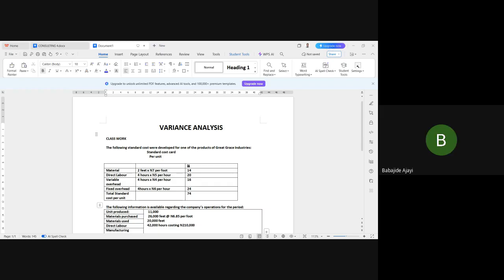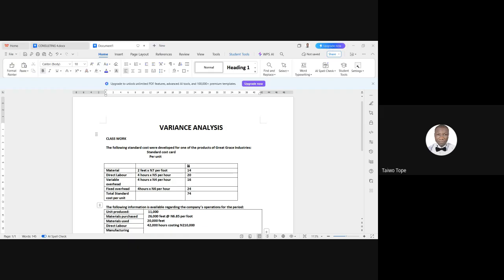So it will be total budgeted overheads divided by budgeted activity. And in most cases, it's labor hours. Sometimes it can also be machine hours.